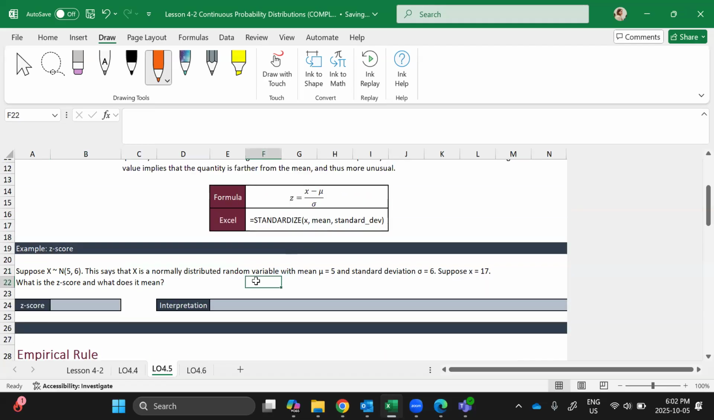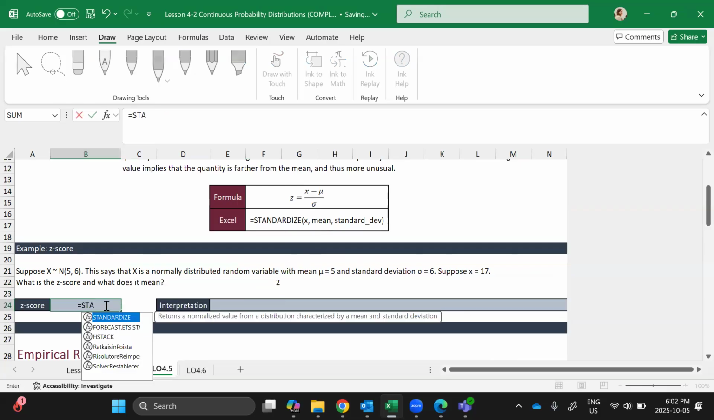So you could actually type it in, like equals 17 minus 5, over 6, and that's technically the z-score formula. Instead, though, Excel does have a formula that does this work for you. It's called STANDARDIZE. You put in the value of x, you put in the value of the mean, and you put in the value of the standard deviation.